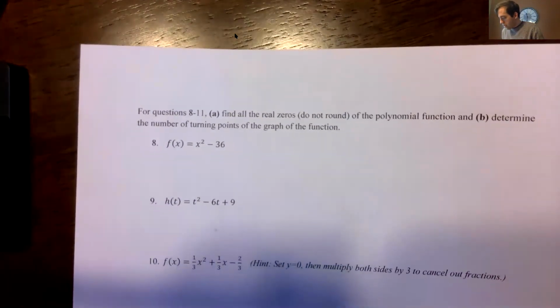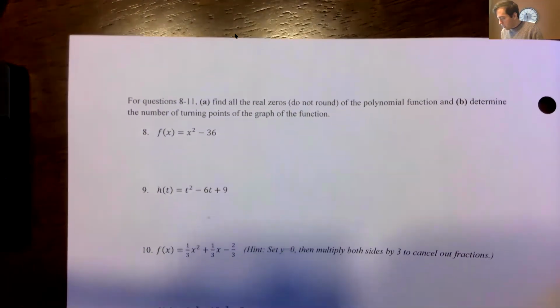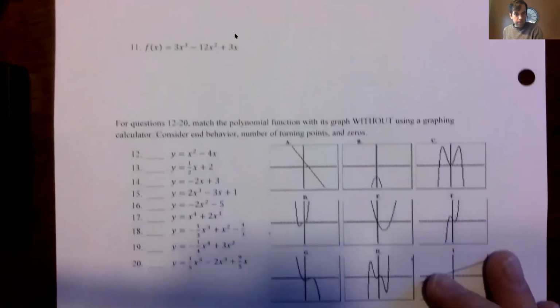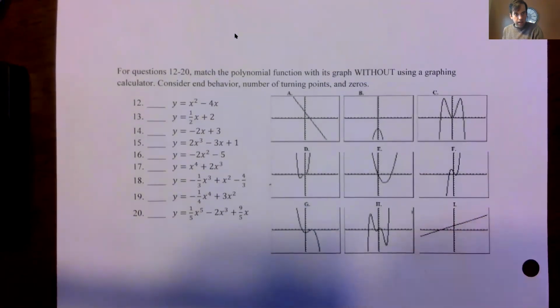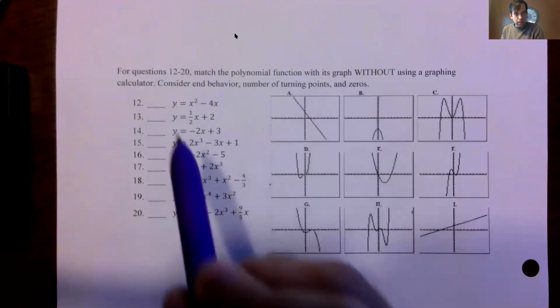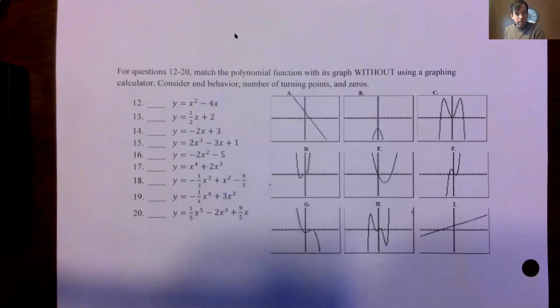On the back, you should be good with this. Think about end behavior, number of turning points, and zeros as you're doing this matching section. Hopefully that won't take you too long.